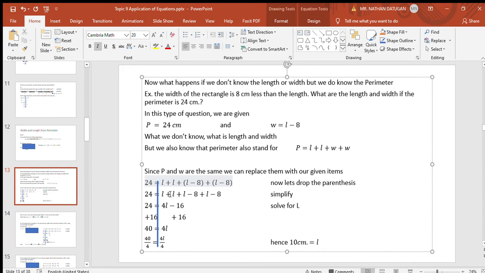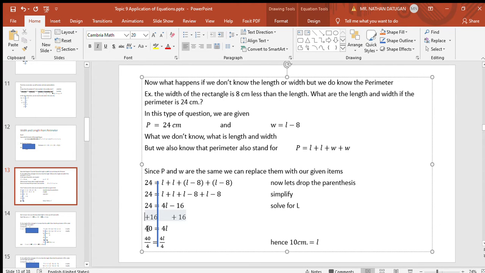So now that we've drawn the parentheses, we have 24 is equal to length plus length plus length minus 8 plus length minus 8. Now let's simplify that. That's going to be 24 is equal to 4L minus 16. Now we have a good equation, right? So we can solve for L. How to do that? Well, we have to isolate L. First thing first, we need to get rid of that minus 16. To do that, we add 16 on both sides. With 16 added on both sides, you'll get 40 is equal to 4L.